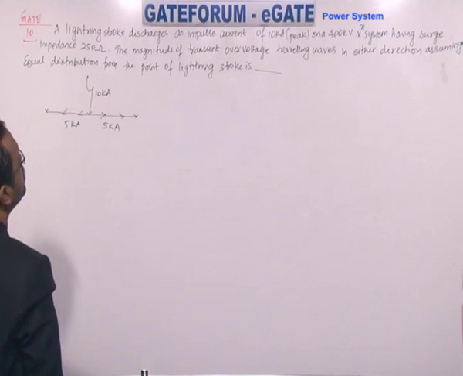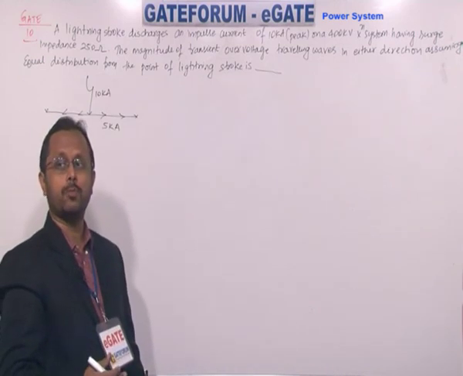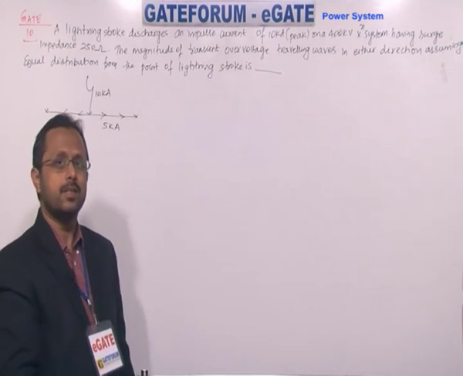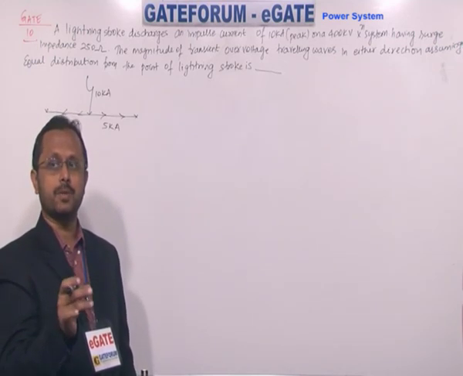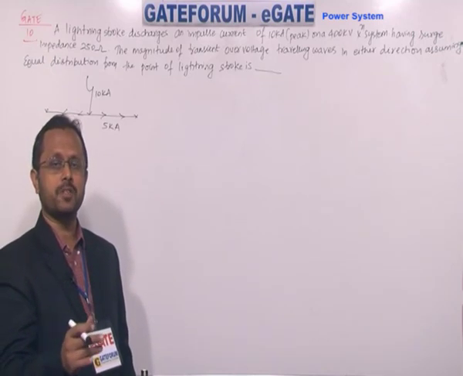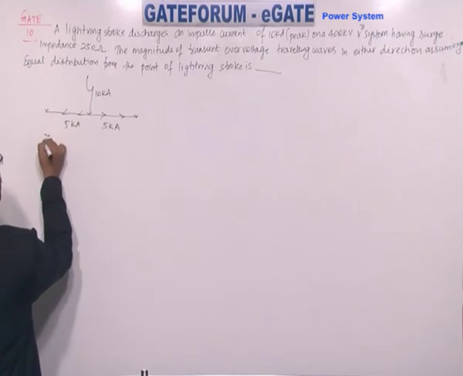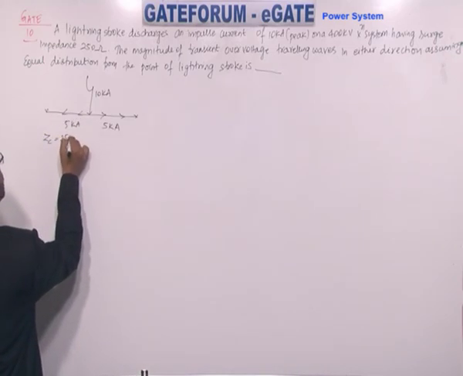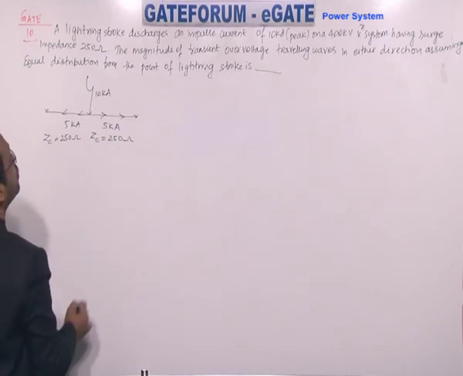But what is the impedance of the line on either side? ZC 250 ohms means not the total is 250 ohms. At each and every point on the transmission line, the characteristic impedance of the transmission line is 250 ohms. So to the left side, it is 250 ohms. To the right side also 250 ohms.